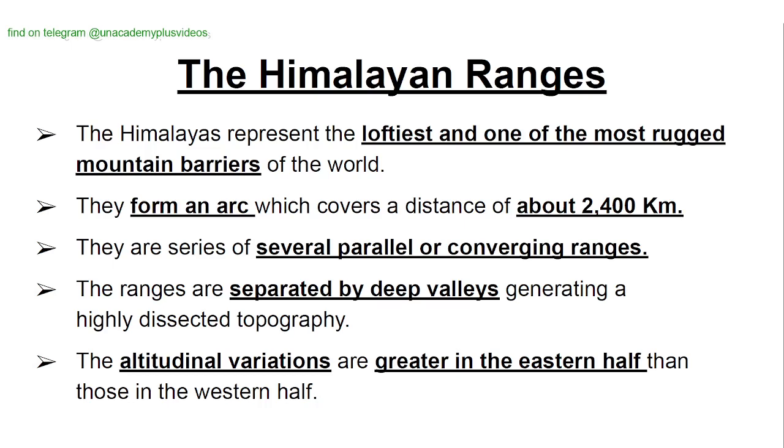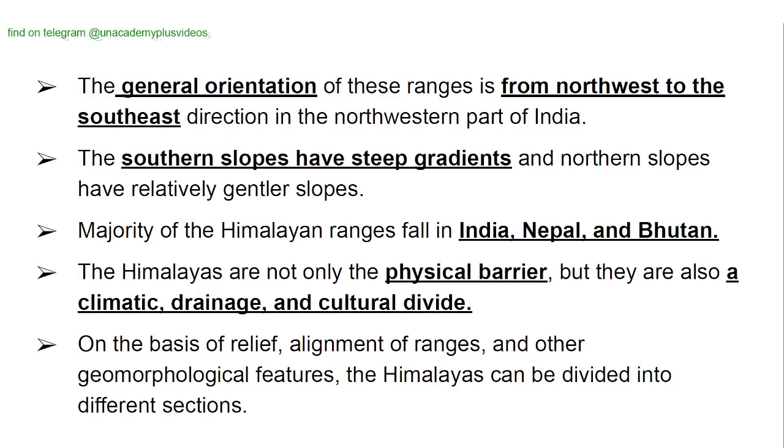The altitudinal variations are greater in the eastern half than in the western half. The general orientation of these ranges is from northwest to southeast in the northwestern part of India. The southern slopes have steep gradients and northern slopes have relatively gentler slopes. The majority of the Himalayan ranges fall in India, Nepal and Bhutan. The Himalayas are not only a physical barrier but also a climatic, drainage and cultural divide.